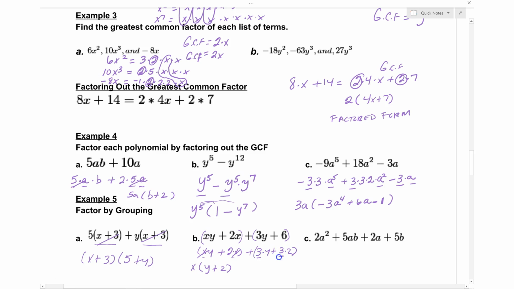You notice that they have 3 in common, so we're going to factor out the 3. So we have y plus 2. And if we take it to the next step, we have y plus 2 that they have in common. That is the greatest common factor. And you have x plus 3.